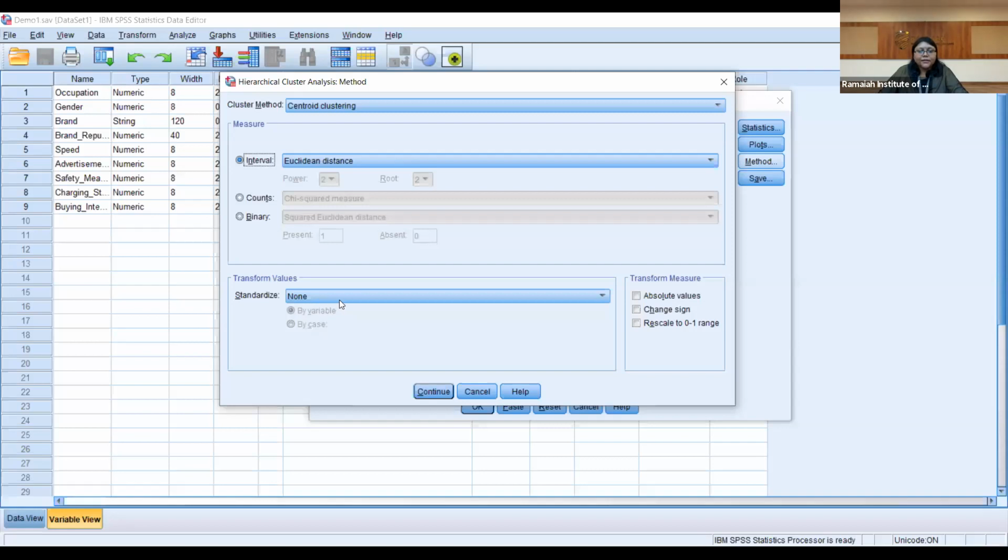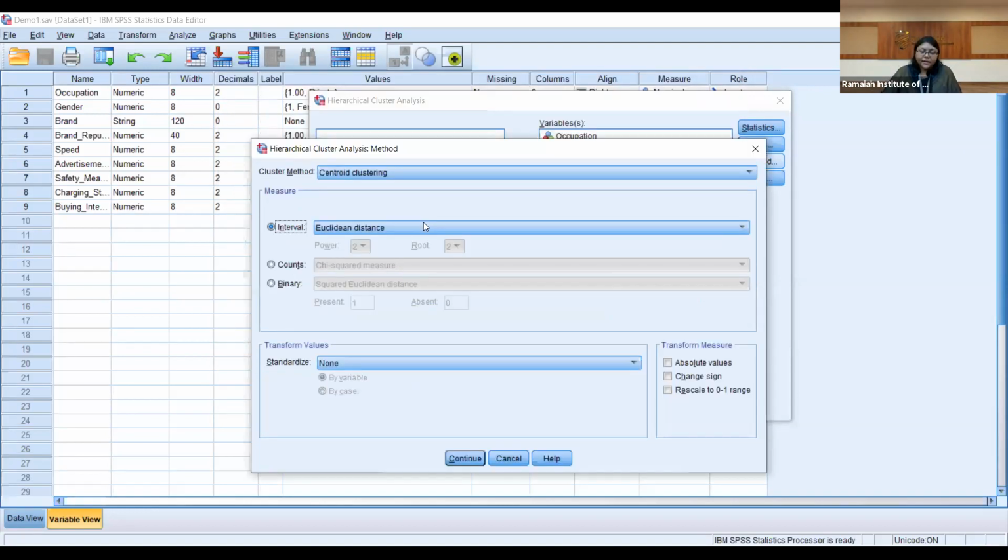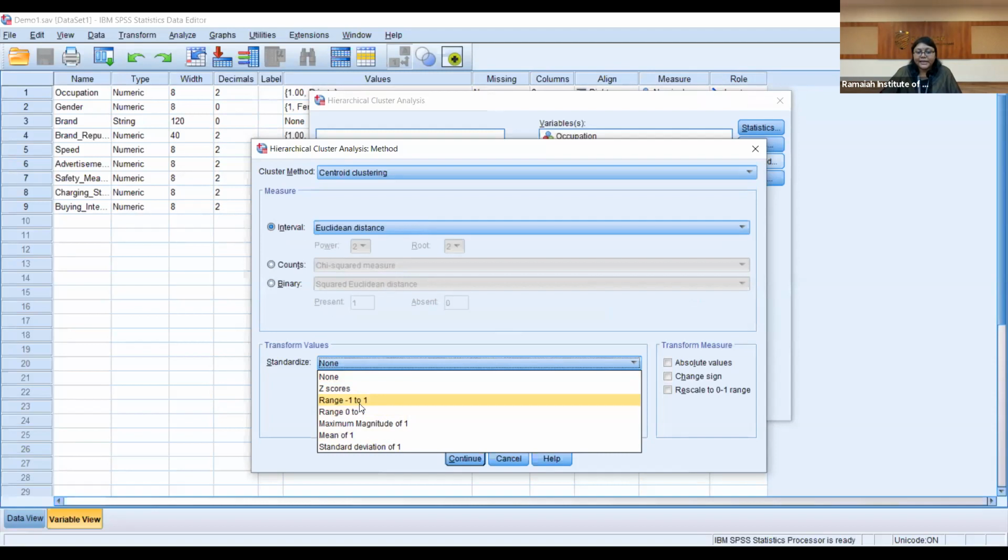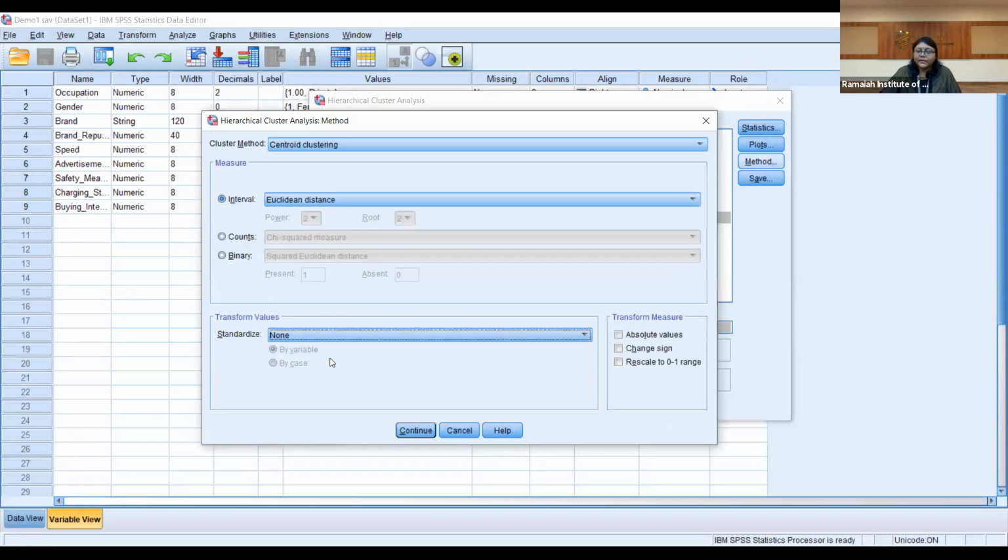Now, this is something which you can do now in this data. All my data are in a form of 1 to 5 in a Likert scale. If suppose I have collected data in which some of the numbers are in thousands, some of the numbers are in hundreds, some of the numbers are in tens, so in that case, I need to standardize them. So if I want to standardize them, either I can standardize based on Z scores or based on range from -1 to 1, because you want to standardize all these data. Now in our case, standardization is not required. So I'll not go ahead with this standardization.